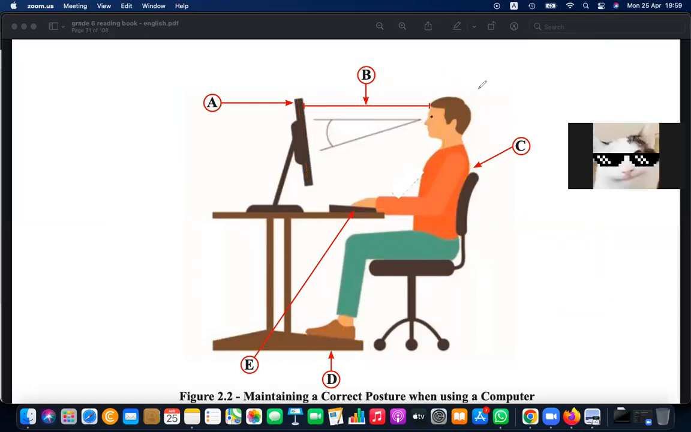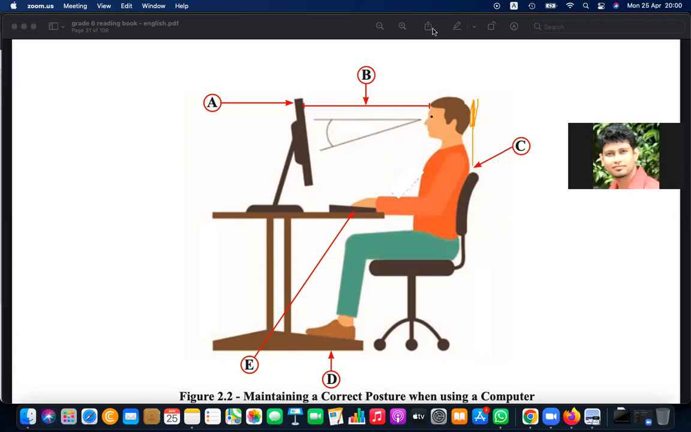Sir, is a chair without a headrest good, or with a headrest? No, it doesn't matter. If it is with a headrest, it is better. Then you can maintain the position if there is a headrest. But without a headrest also, you can maintain the position. With a headrest, it is better. Okay, sir.